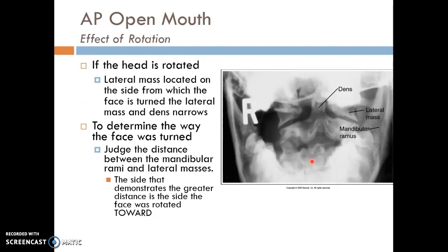So the effect of rotation on the open mouth. If the patient is rotated, the lateral mass is located on the side from which the face is turned. The lateral mass and dens narrows. To determine the way the face has turned, judge the distance between the mandibular rami and the lateral mass. The side that demonstrates the greatest distance is the side the face is rotated towards. So we have the greatest distance here, so the patient's face or head is rotated towards the right.